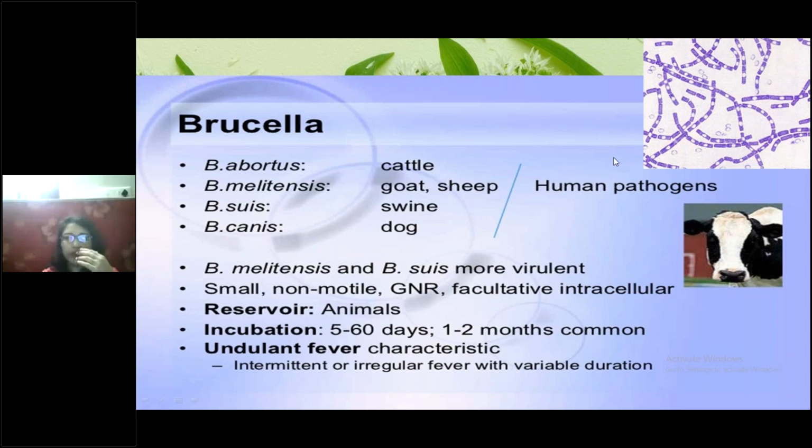So Brucella melitensis and suis are more virulent, and these are small, non-motile organisms, and these have an incubation period of about 5 to 60 days. And undulant fever is a characteristic. Undulant fever means the fever comes and goes. There will be spikes of fever, and again it will reduce. So it is an undulant or intermittent or irregular fever with a variable duration.